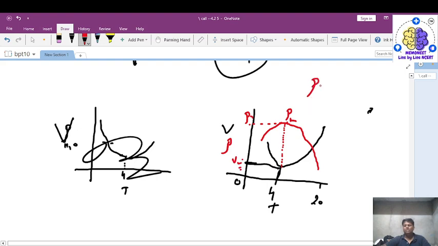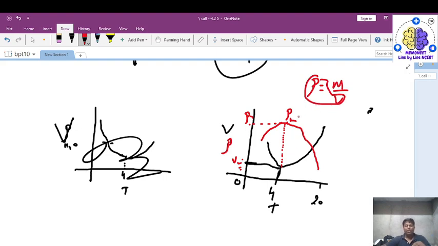Why? Because density is equal to mass upon volume, that is, density is inversely proportional to volume, right? So when we cool water, that is, whenever heat is withdrawn from water, it will contract up to 4 degrees centigrade. But if we further cool it below 4 degrees centigrade, it will start expanding. That means at 4 degrees centigrade, it has its minimum volume and maximum density.